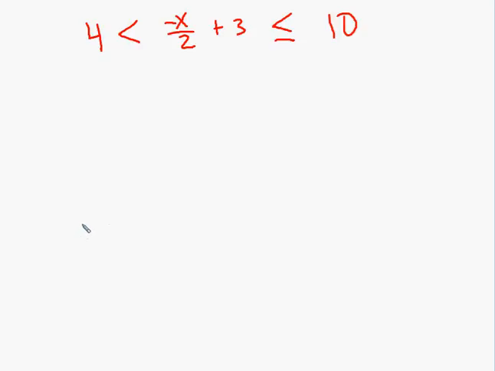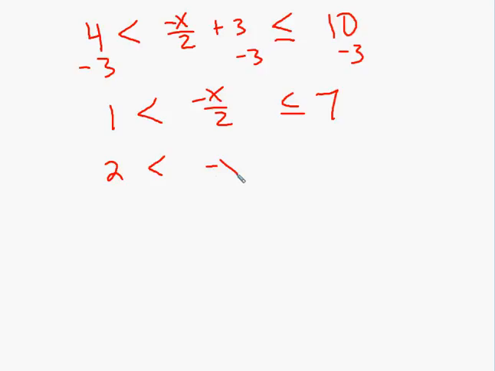All right. How do we solve that? If I can undo this addition or subtraction, I want to undo that first. So I'll subtract 3 first. So I'll get 1 is less than negative x over 2 is less than or equal to 7. Now, if you multiply by 2, make sure you multiply that 7 also by 2. You would get a 14 there. Now what do we do? Multiply by 2. So we get 2 is less than negative x is less than or equal to 14. Now what do I have to do?